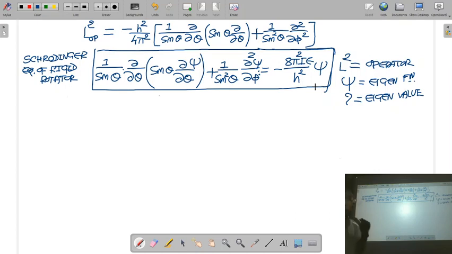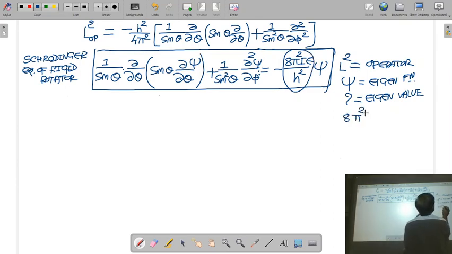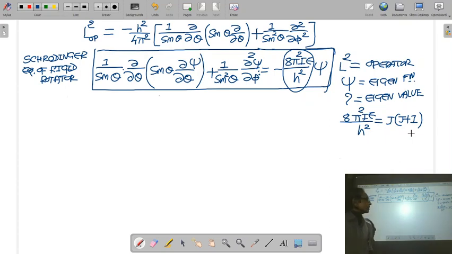Now we have compared our Schrodinger equation with associated Legendre differential equation. We find that the Schrodinger equation of rigid rotator has acceptable solution only when 8 pi square I E upon h square is replaced by j into j plus 1, where j is a rotational quantum number.